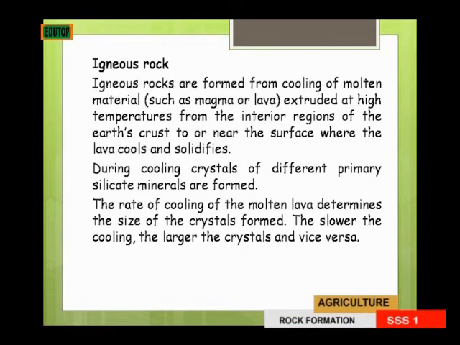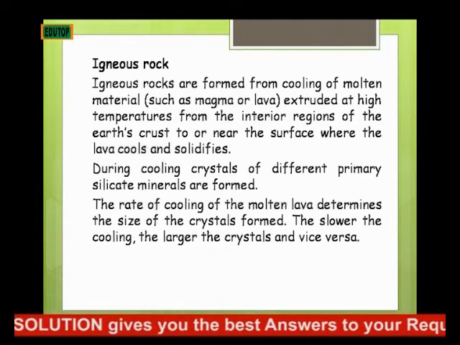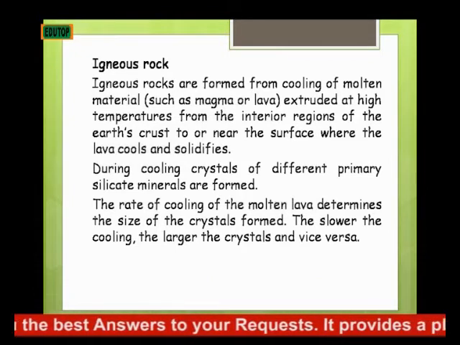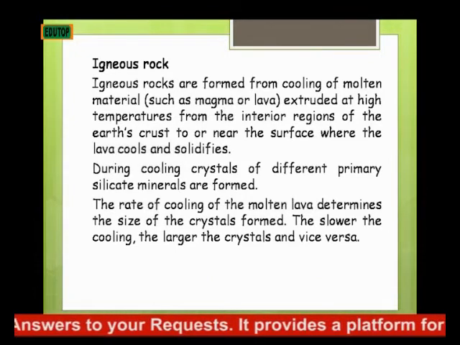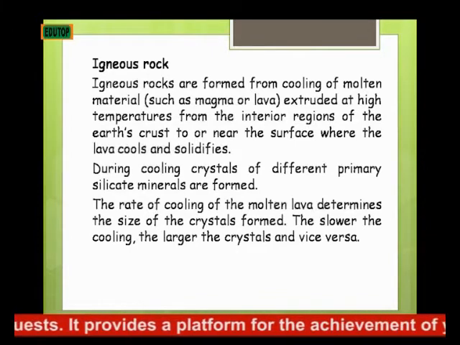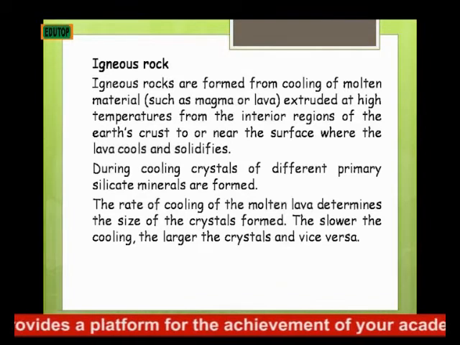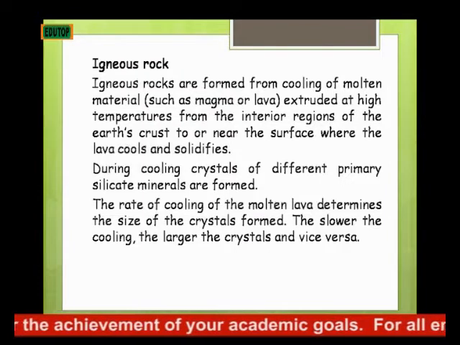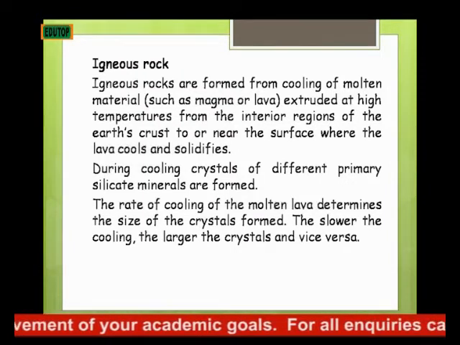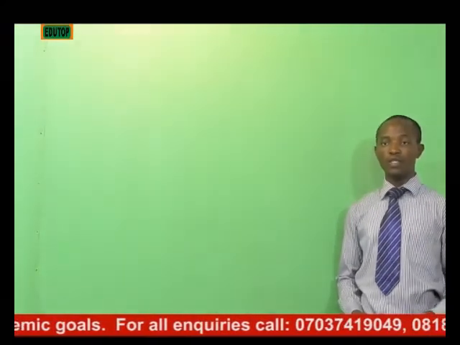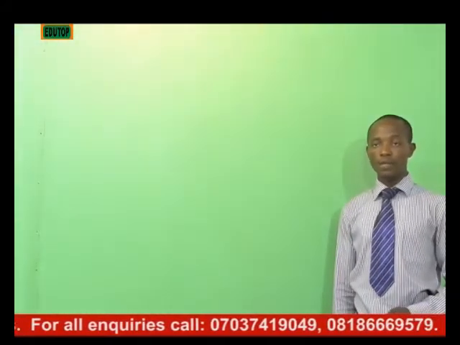During cooling, crystals of different primary silicate minerals are formed. The rate of cooling of the molten lava determines the size of the crystals formed. That is, if it cools slowly, we'll have larger sizes, while if it cools faster, we'll have small sizes. The slower the cooling, the larger the crystals, and vice versa. If it cools faster, we'll have smaller crystals of igneous rock being formed.